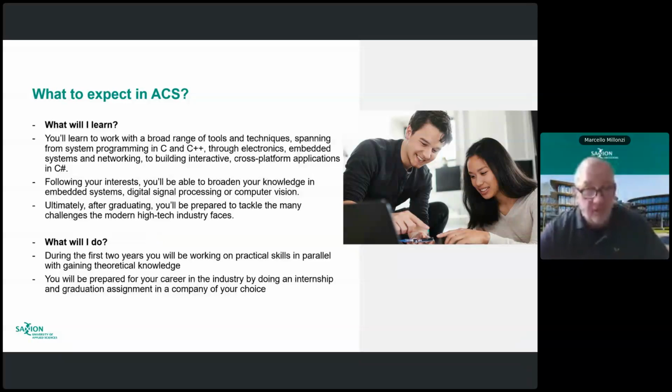So what will you do? Well, during the first 2 years of the 4-year program, you will be working on practical skills in parallel with gaining that theoretical knowledge, as I said before. And that's the first step in your study. And the next step will be that doing internships and graduation assignments will get you fit to be able to work at companies of your choice.